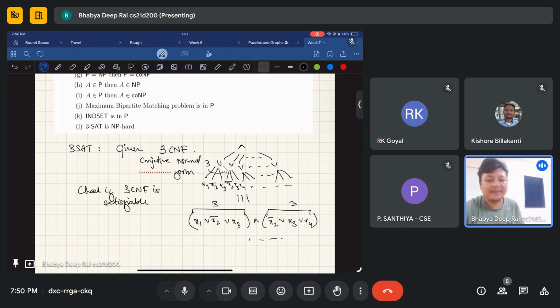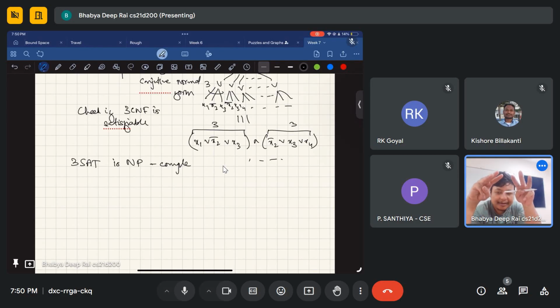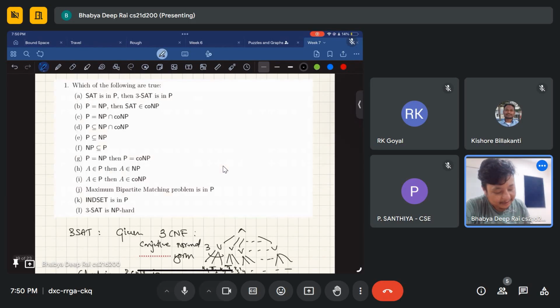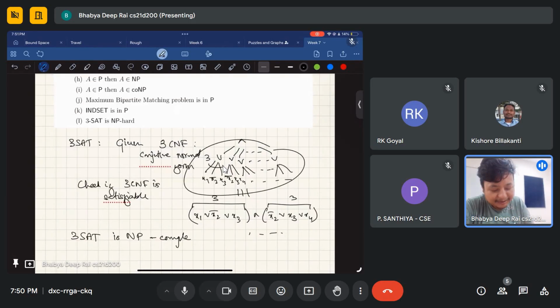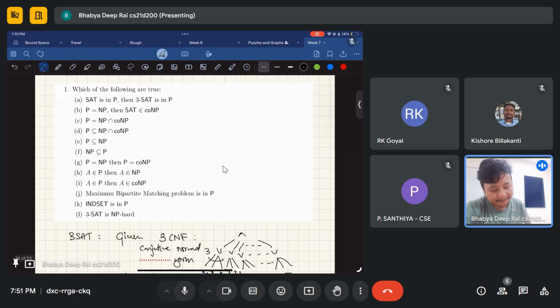So before it was any Boolean formula, right? Now I'm restricting it to 3 CNF. So it so happens that 3 SAT, which is 3 CNF satisfiability, is NP complete. So even when we reduce the clause to 3 literals, it is so hard. It is NP complete. So even this simple, humble looking formula is so notorious.